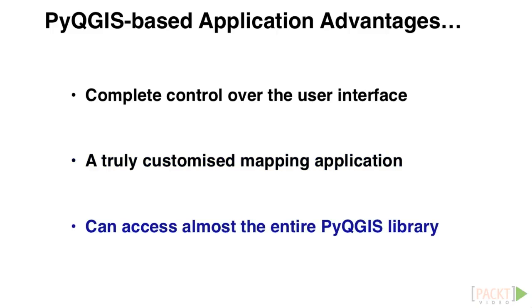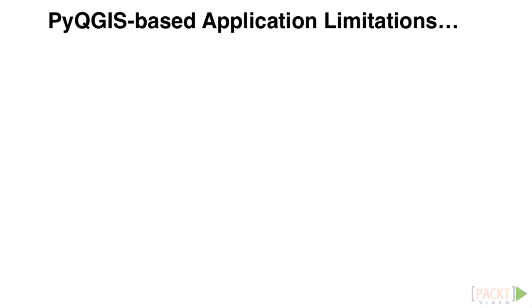Finally, you can access almost the entire PyQGIS library. There are some limitations due to the fact that the QGIS interface class and its cohorts can only be used within the QGIS application itself, but you can use any other part of the comprehensive PyQGIS library within your standalone program. Let's now look at some of the limitations and challenges you might encounter when developing standalone mapping applications using PyQGIS.